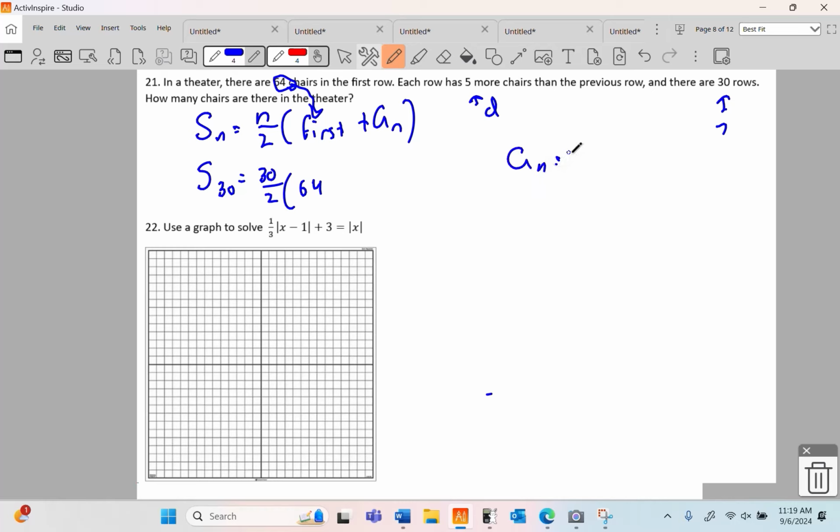So let's plug some numbers into our little formula. First term is 64. And there's 30 rows, so I'm actually finding a sub 30. The difference was 5. 30 minus 1. And you know, you can just push buttons on that, kids. My brain is shot right now.